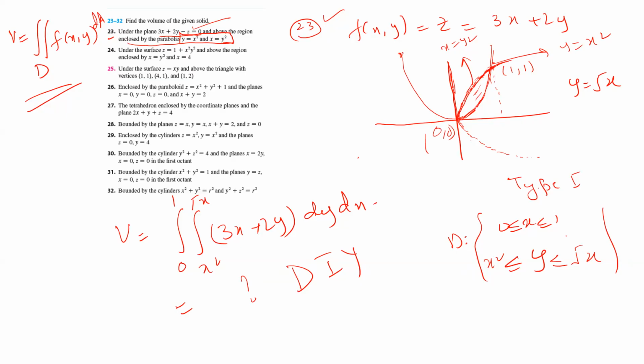So let's discuss a few more questions in terms of types of values of variable, and let's see which question we can. In question number 27, you can see that you have to find the volume of the tetrahedron enclosed by the coordinate planes.